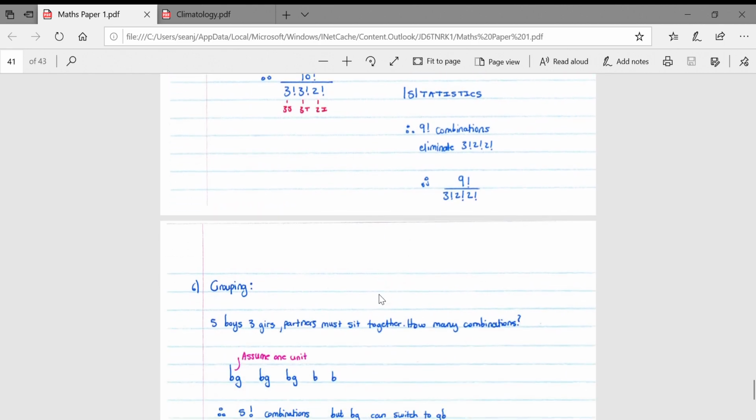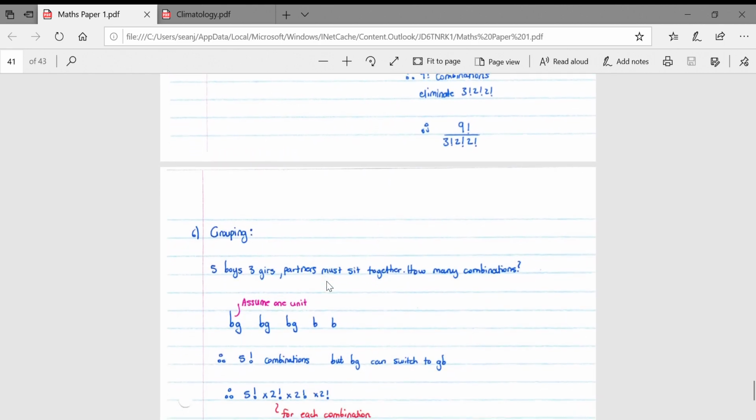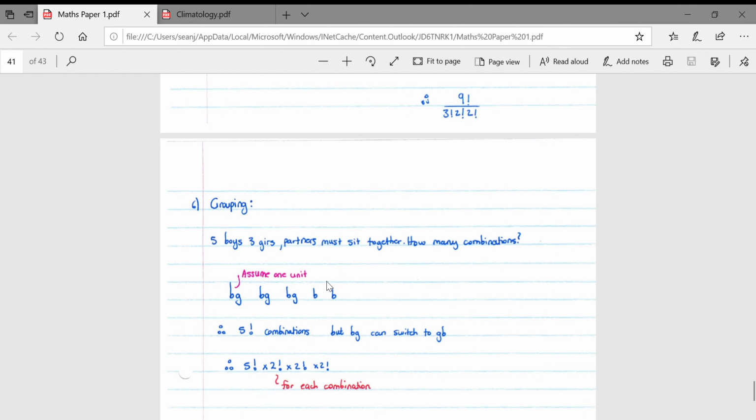And then if we look at grouping, another section that can come up, so if we have 5 boys and 3 girls, and the partners must sit together, how many combinations can we make? So what I like to do is draw it out to illustrate the combinations graphically, so that you're not just working with them in your head, because you will forget. So you can have a boy, girl, boy, girl, boy, girl, boy, boy, which in total is 8 people, because 5 boys, 3 girls.